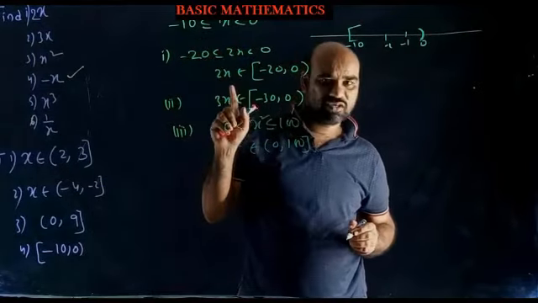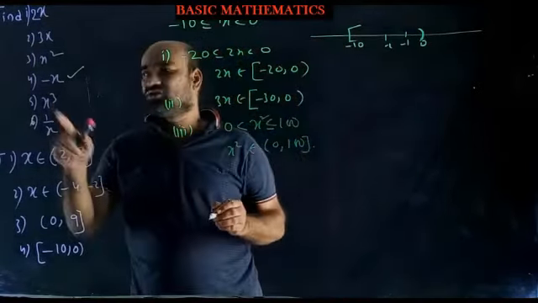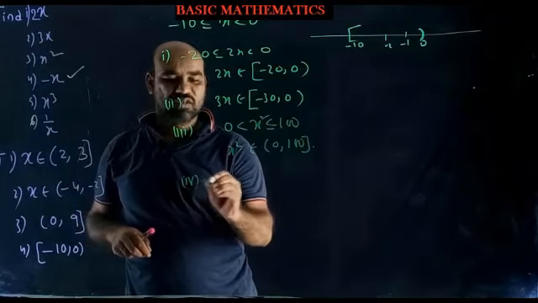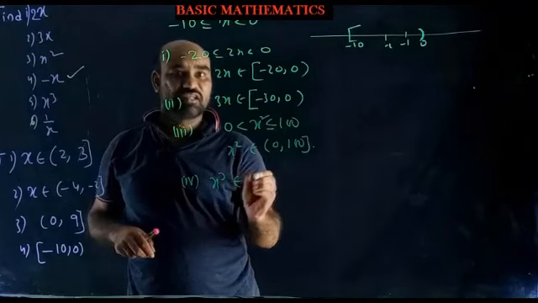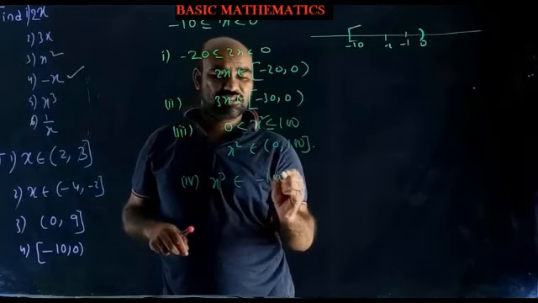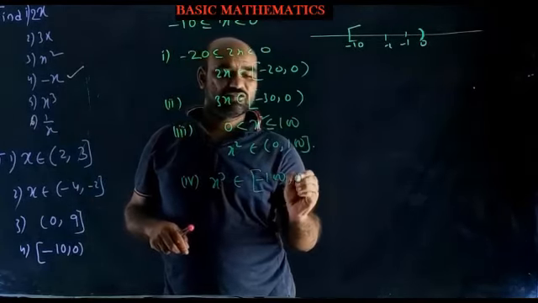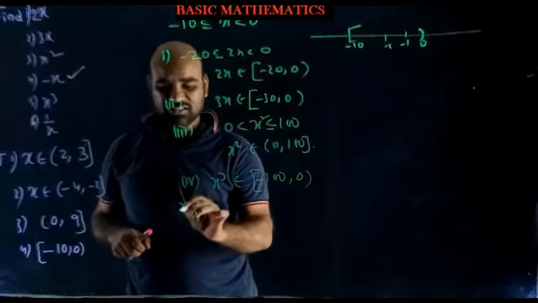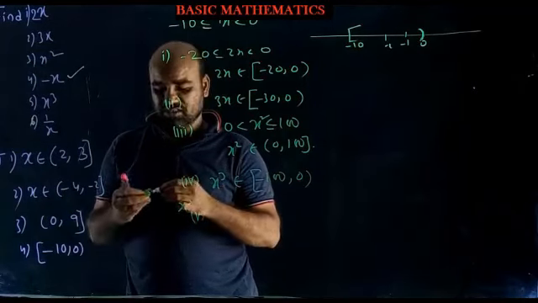I think that's okay. Next one is cubing. That is not a big problem. Cubing, directly I can write minus 1000 to 0 open. Yeah, another important one: 1 by x.